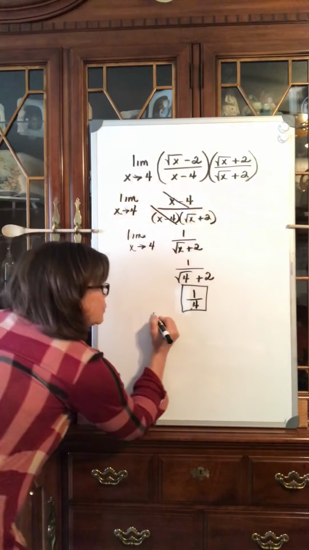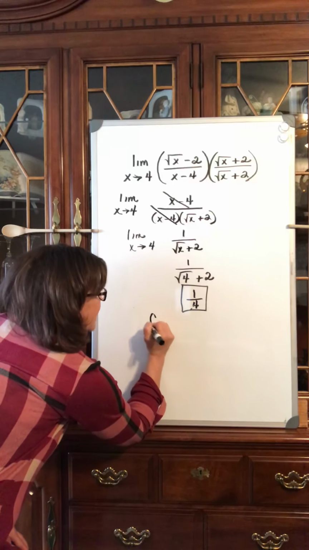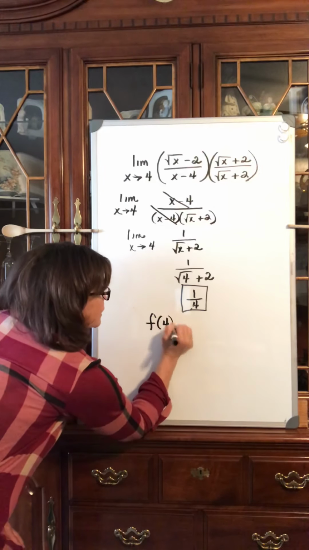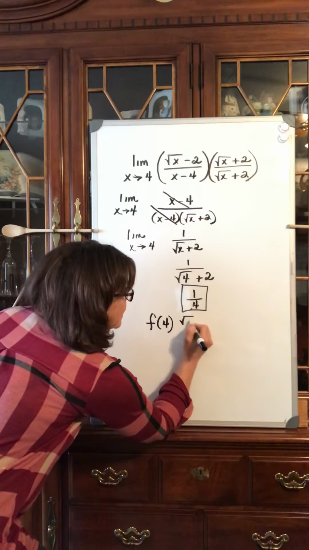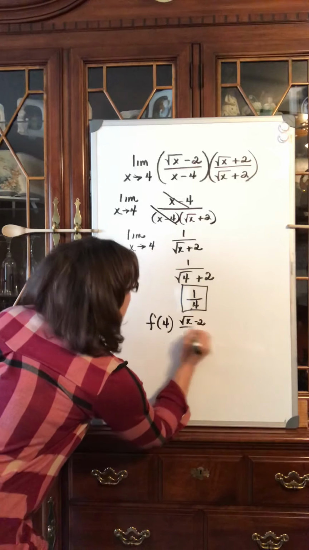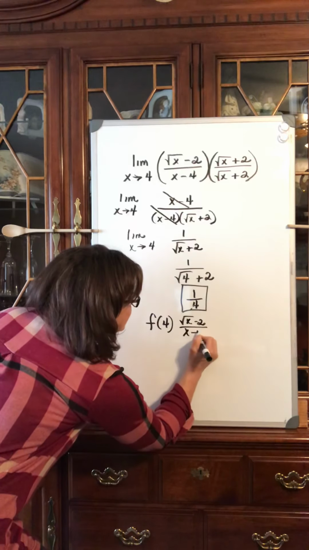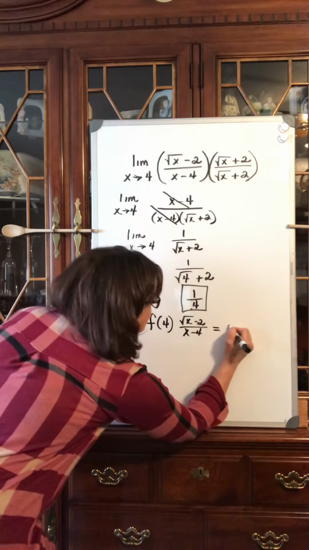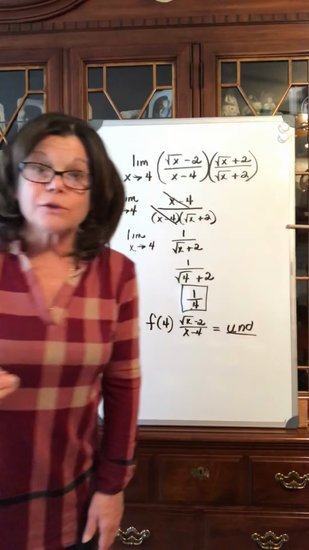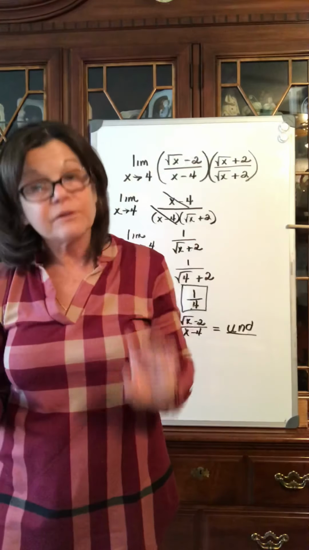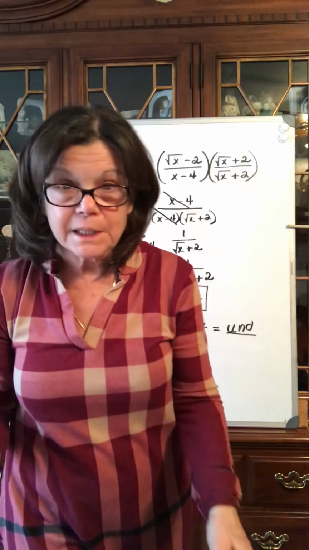But if I were to ask you f of 4 of this function, the square root of x minus 2 over x minus 4, f of 4 would be undefined. Now, when a function value doesn't exist, it's undefined. If a limit doesn't exist, then it's DNE, does not exist.